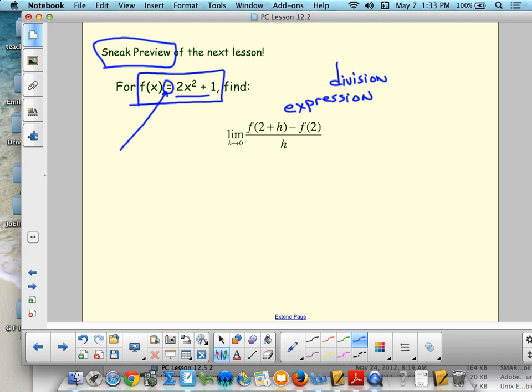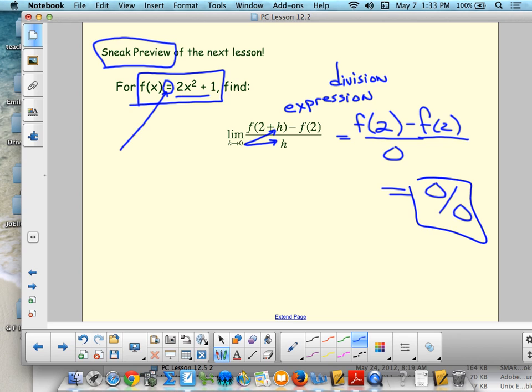What's the limit of this? Well, first, I'm going to go direct substitution. I want to see if I can just plug a number in and get the answer right now. So if I plug in 0, what do I get on the bottom? Well, that's easy. 0. What do I get on the top? f of 2 plus 0, minus f of 2. Well, f of 2 minus f of 2 is 0 over 0, which means what? It does exist. There is a limit to this function up here at h, as h approaches 0.